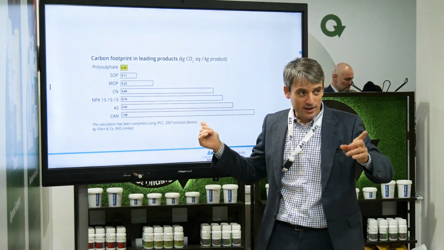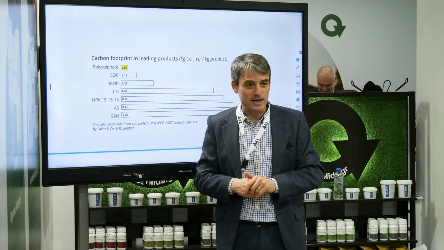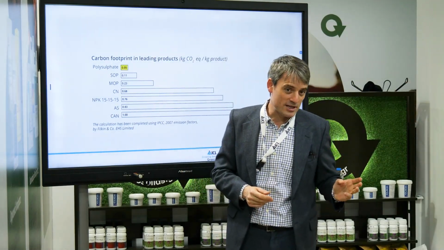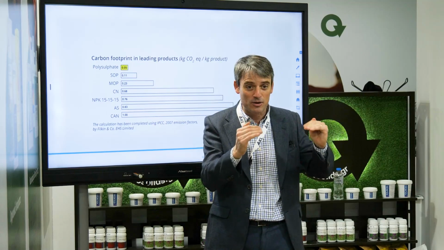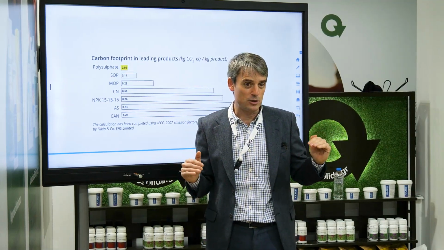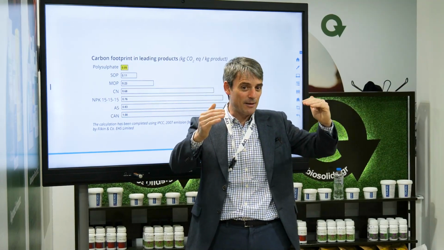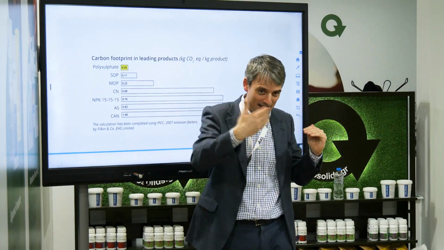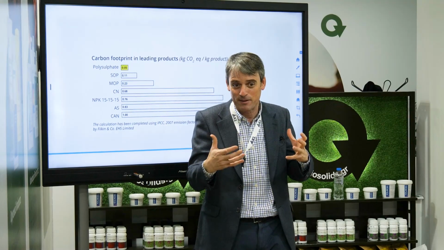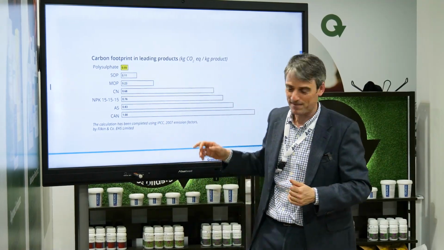This calculation that was referred by Spiros was done 4 years ago when we were producing 700,000 tons of polysulphate. Now ICL is producing 1 million tons. So actually the carbon footprint is even lower because the process has been improved in its efficiency.